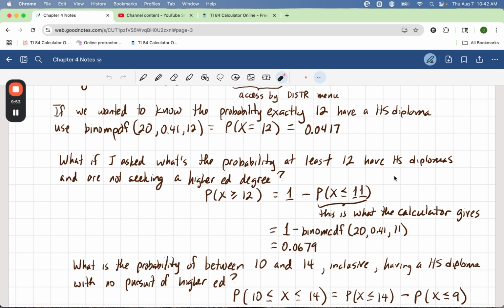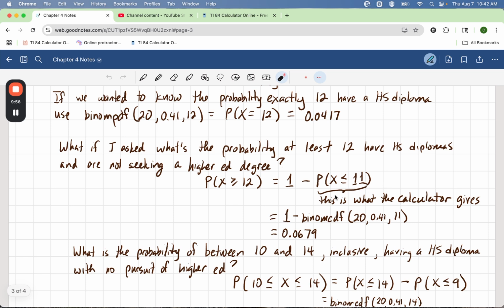What if I asked what's the probability at least 12 have high school diplomas? At least 12 means x is greater than or equal to 12. Your calculator doesn't give you that calculation. It gives you less than or equal to. So you're either greater than or equal to 12 or less than or equal to 11. Those are complements. So we're using what we learned about complements in chapter 3, and we're going to do 1 minus the probability x is less than or equal to 11.